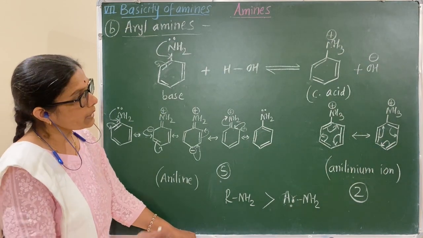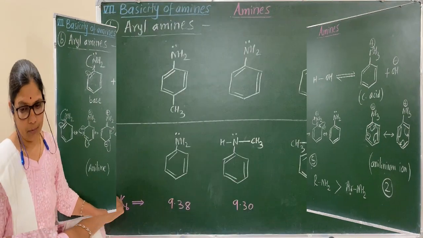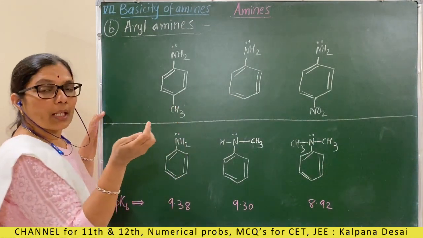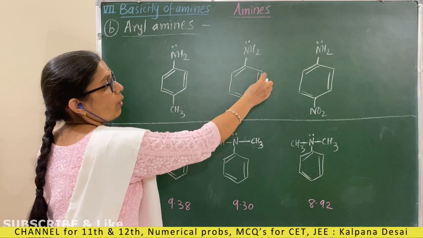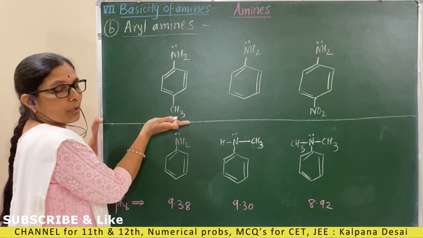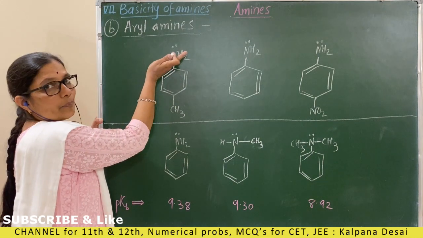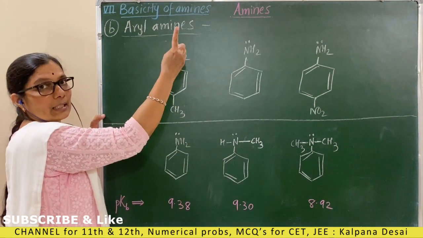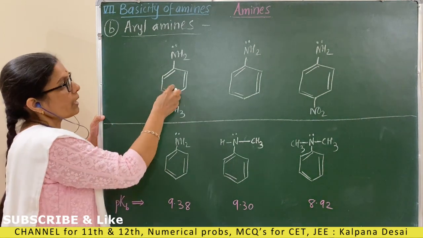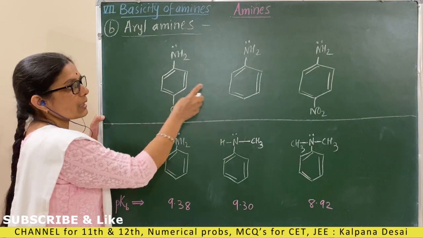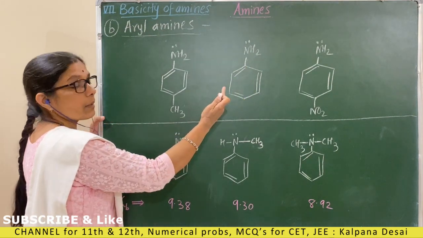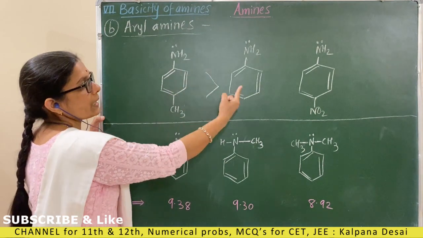Okay, now consider other points for aryl amines. One more point, see here, the aromatic amine aniline. Suppose an electron donating group is present on this ring, for example a methyl group, toluidine. Then what happens? It is an electron donating group, therefore it supplies electrons towards the ring, so electron density is increased and it is easily available for donation or for abstraction of hydrogen, and the conjugate acid formed is more stable than this one. Therefore, if any electron donating group is present here, the strength of that base is increased, so it is a stronger base than this one.